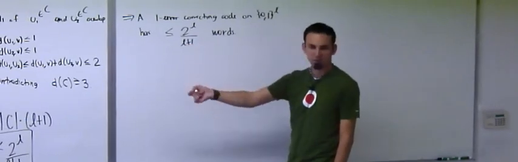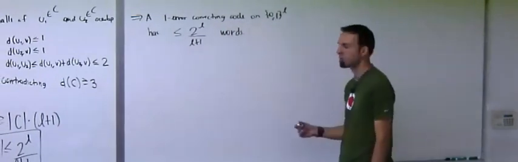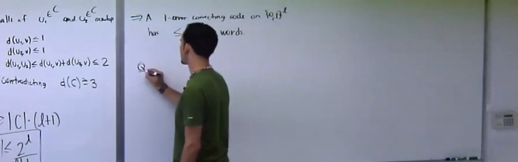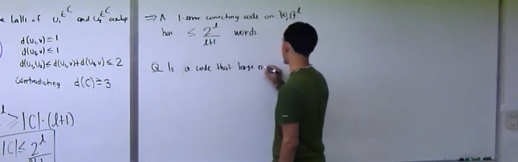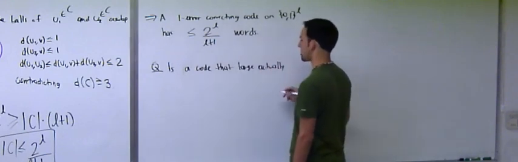And so, of course, the next natural question is, is this a good bound? Can I actually get this number of words? Maybe not. My argument was kind of a simple argument. It gave me some bound, but maybe that bound is not possible. So the question I want to ask myself is, does a code that large actually exist?